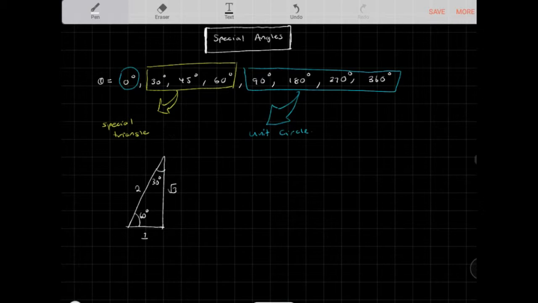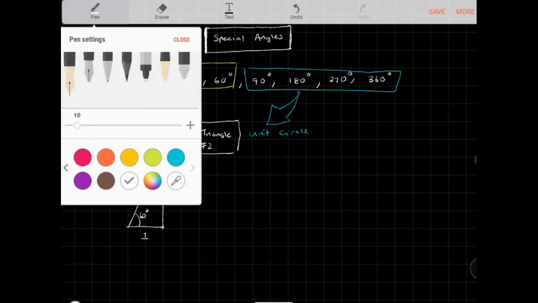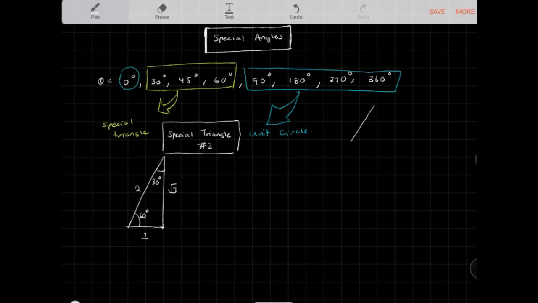Now, a quick way of remembering how to create this special triangle is to take an equilateral triangle. Let's say that this is our equilateral triangle. I didn't draw it to scale, but bear with me here. Let's say that this is 2 units by 2 units by 2 units, and this is 60 degrees by 60 degrees by 60 degrees.